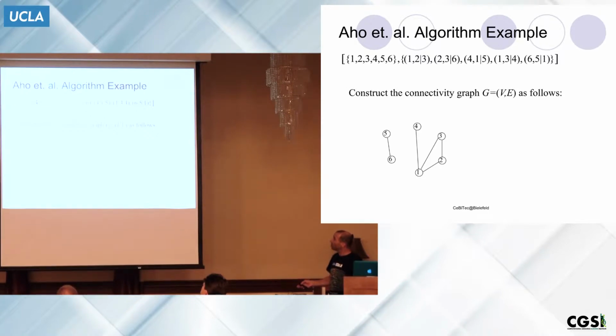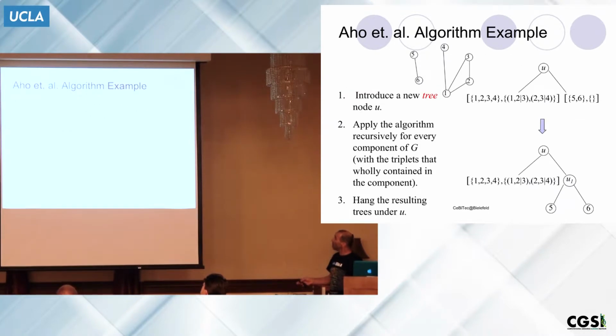And now what do we do? Now we have that connectivity graph. How many connected components do you see here? 2. Okay, great. So we introduce a new tree node U. While I'm decomposing the connectivity graph, I build in parallel but recursively the tree, and it is important to remember this word, recursively.